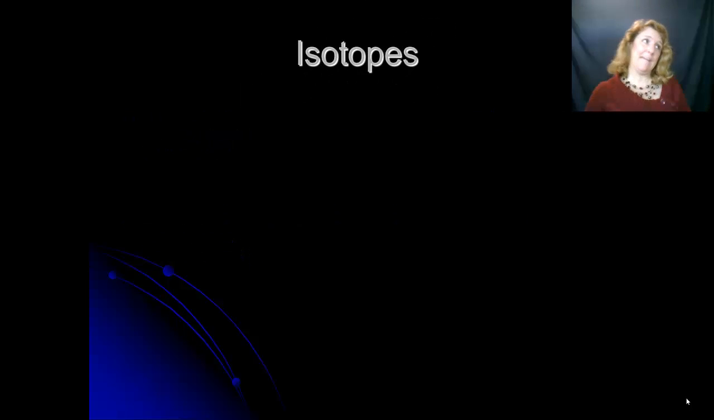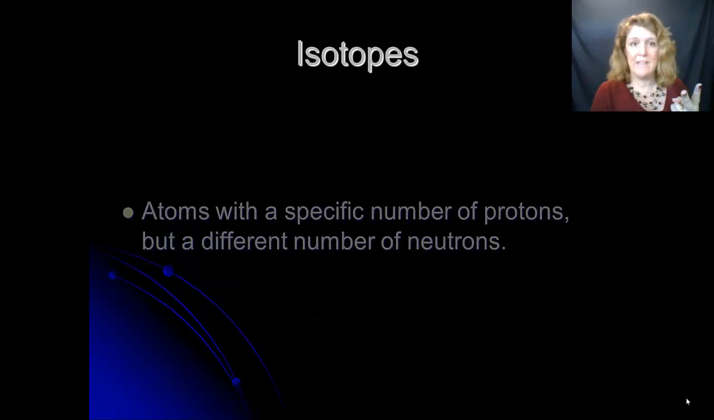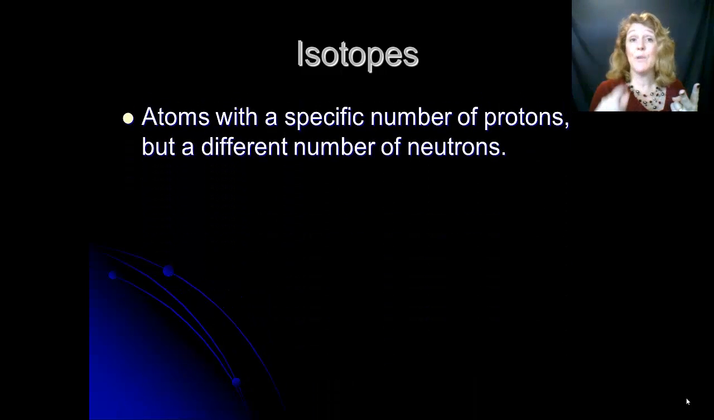Then we get to isotopes. So let's say, we just said if you change the number of protons, then it's a different element. What happens if you change the number of neutrons? That's what an isotope is. It's an atom with a very specific number of protons, so I know exactly what element it is, but a different number of neutrons than you were expecting.